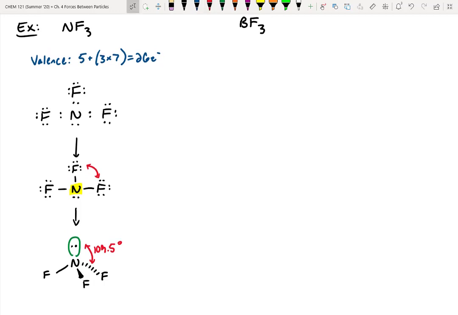Let's do the same thing with boron. So we've got a valence for boron that's just 3. It's in group 3A. And we've got 3 fluorines. We said they're in 7A, so we're going to do 3 times 7. So this is going to be 21 plus 3. This is going to be 24. So really, this is going to look remarkably similar.